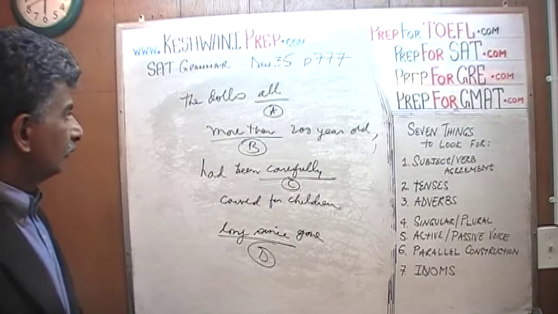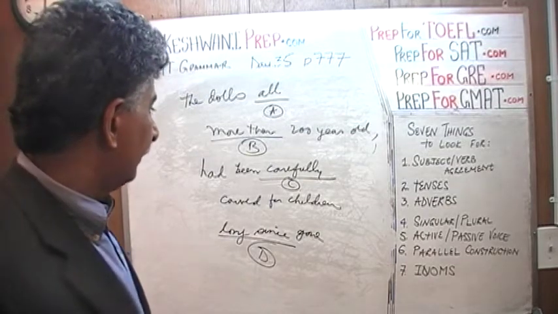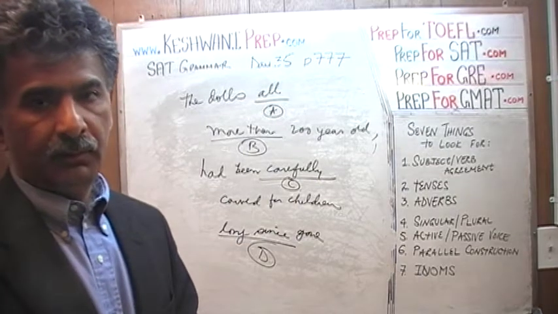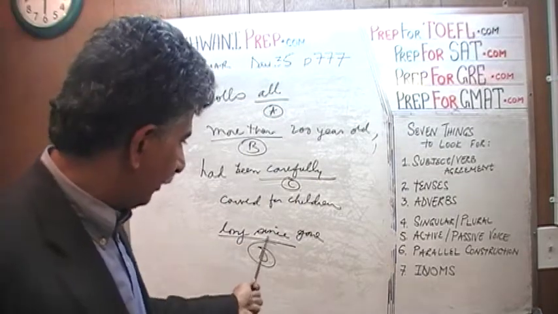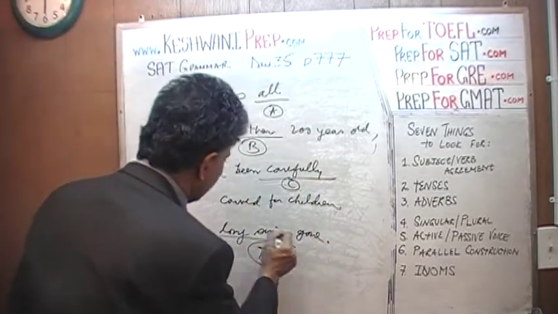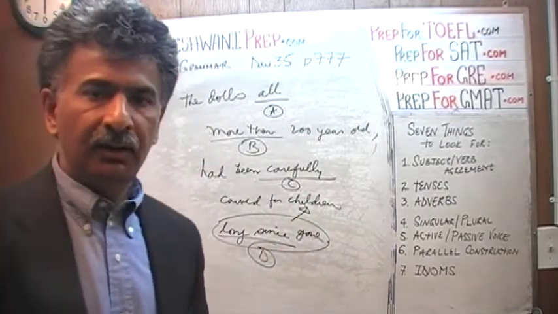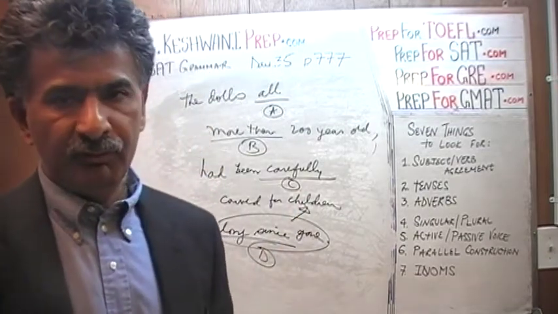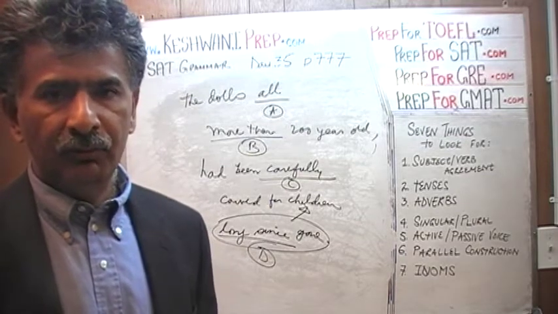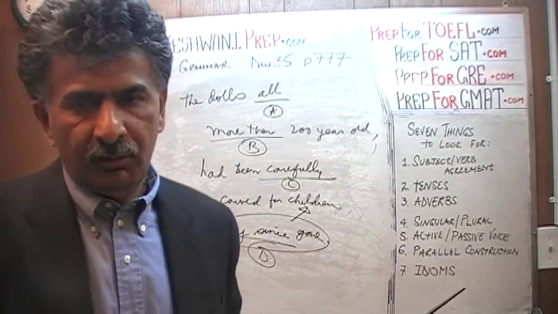The dolls, all more than 200 years old, had been carefully carved for children long since gone. What is long since gone? What is this long since part referring to? This part is referring to the children. They are saying that these children are long dead. Of course all of these children are long dead because it was 200 years ago. The dolls were carved for these children, and those children are long since gone.